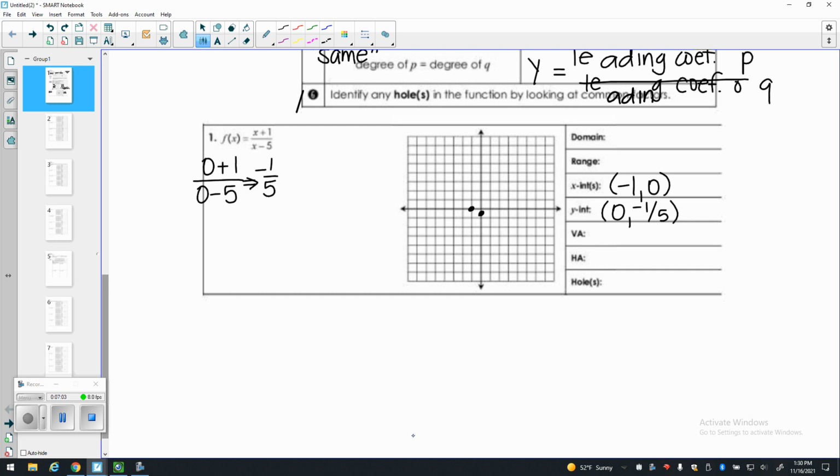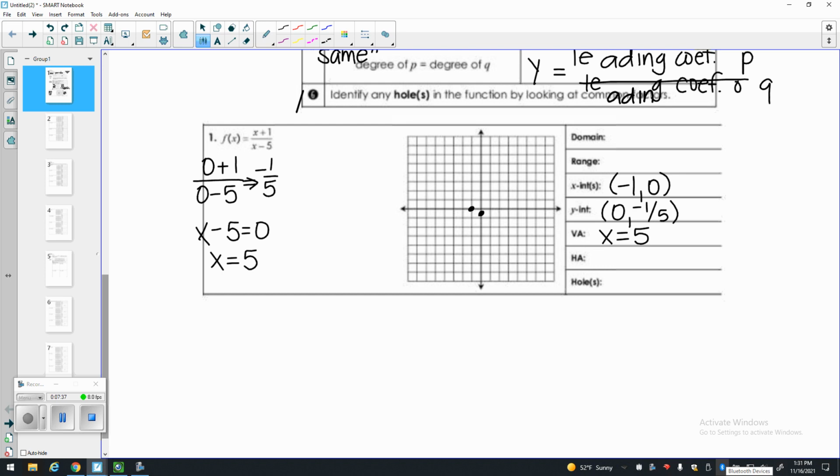You okay with me there? Step 4. Vertical asymptotes. This is where you set anything left in your denominator equal to 0. Do I have anything in my denominator? Yes. X minus 5, right? So I set that equal to 0. So x minus 5 equals 0, and I would have x equals 5. Agreed? That is a vertical asymptote. So you have x equals 5.